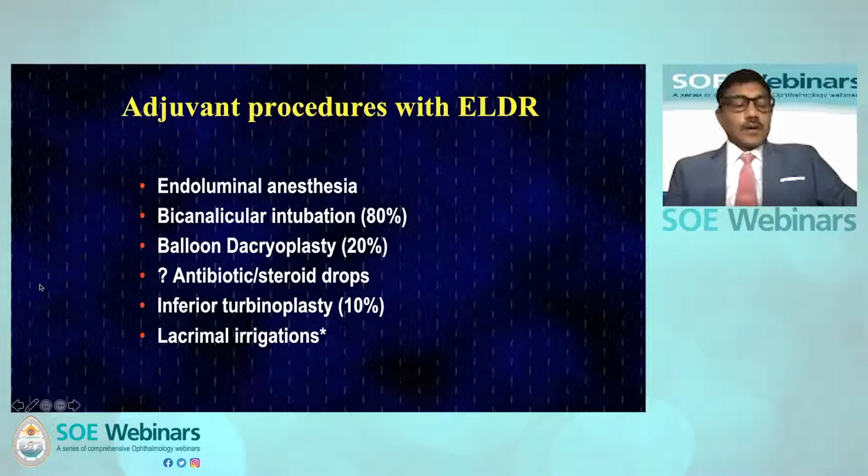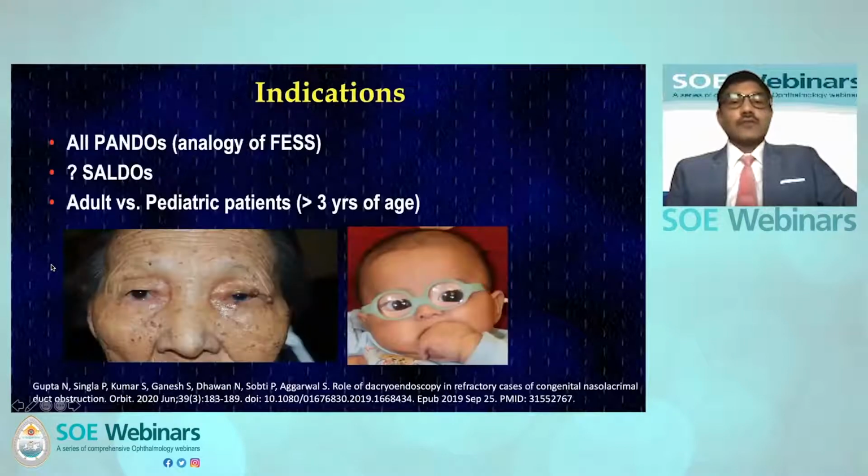So these are the adjuvant procedures we do in combination with endoscopy as a diagnostic procedure and endoluminal duct recanalization as a therapeutic intervention. 80% of our patients end up having bicanalicular intubation. 20% of patients require balloon dacryoplasty. About 10% of them require inferior turbinoplasty, which helps postoperative monitoring of the inferior end. And most importantly, the concept of assisted patency described by Dr. Suzuki, where we perform recurrent lacrimal irrigations every 3 to 4 months in these patients as a long-term follow-up.